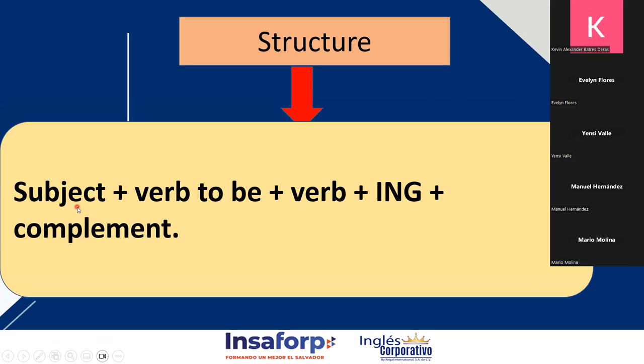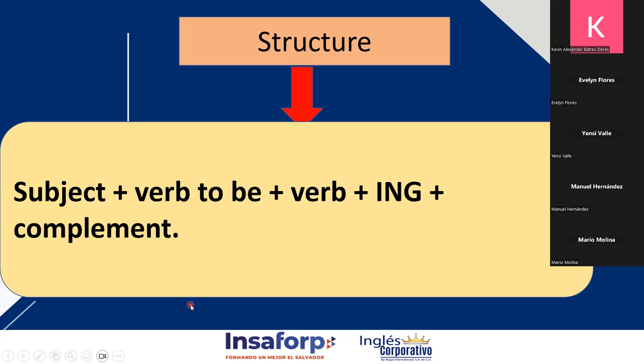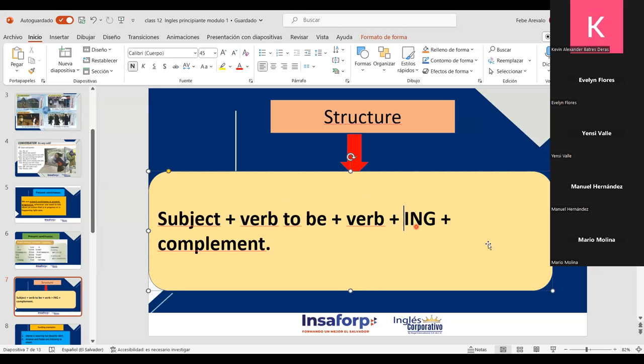Okay, sure. Structure: subject plus verb to be, plus verb plus ing, plus complement. Right, perfect. Thank you, Jensi. Here, don't write plus, because the verb actually has to go in ing, right? We'll see some examples of how. So, as Jensi mentioned: subject plus verb to be plus verb in ing plus complement. Copy this in your notebook, please.